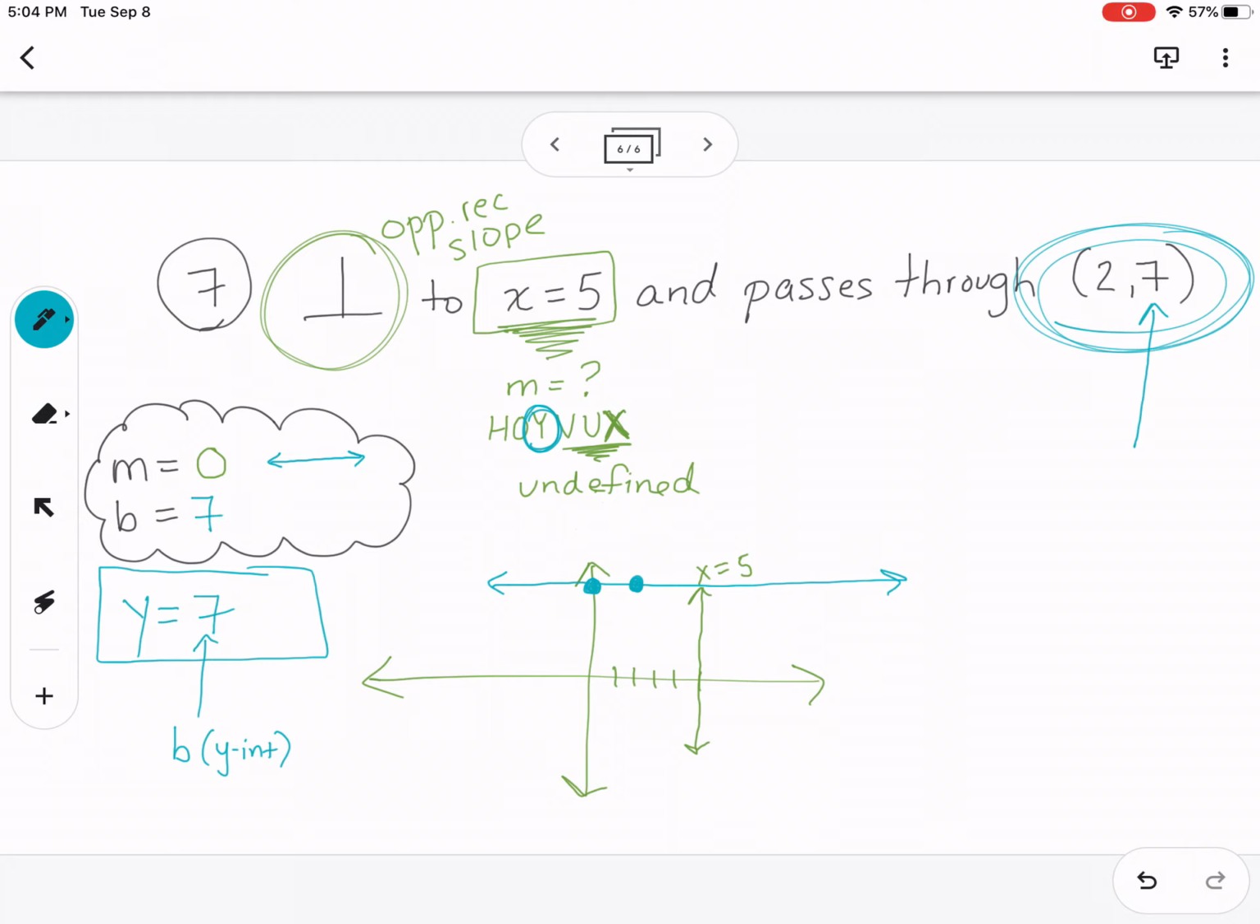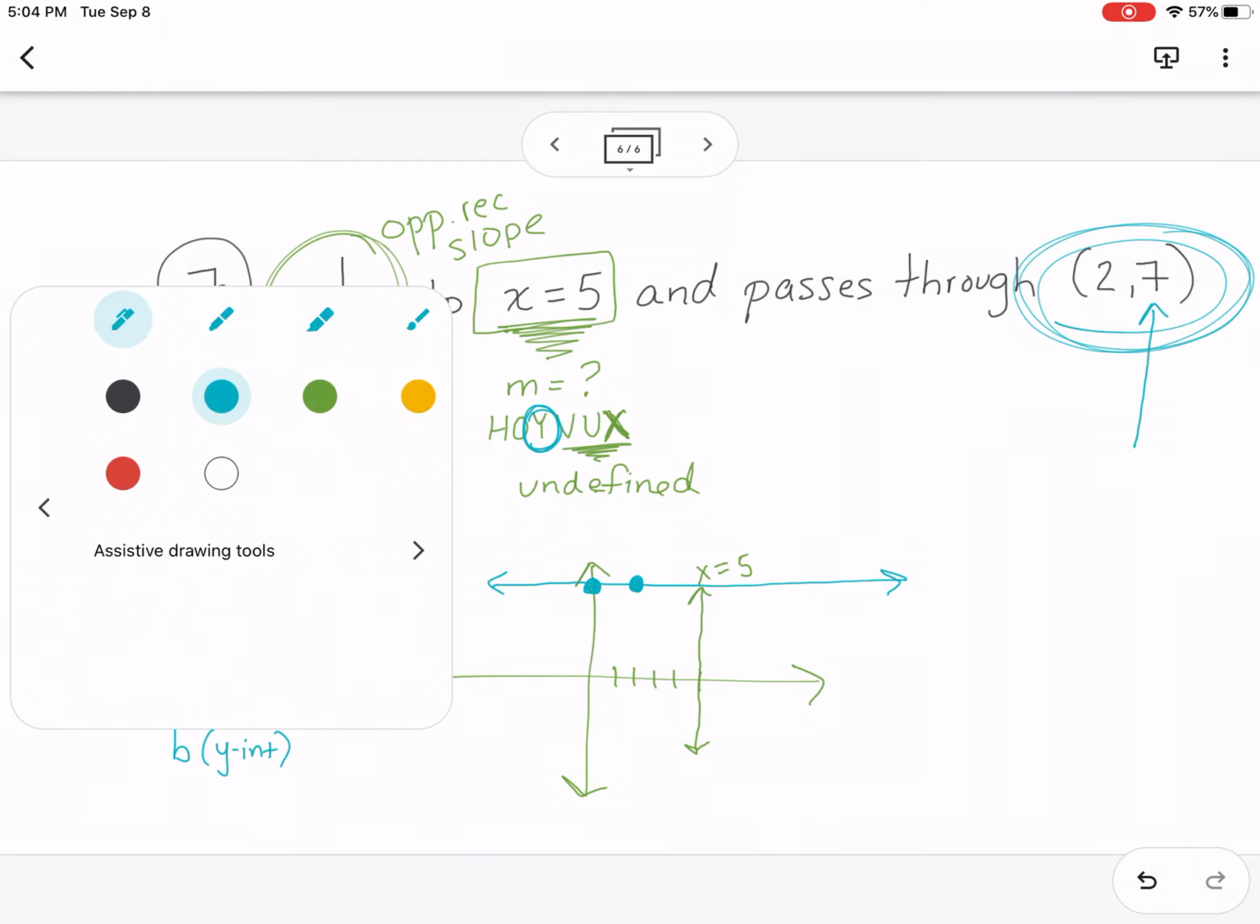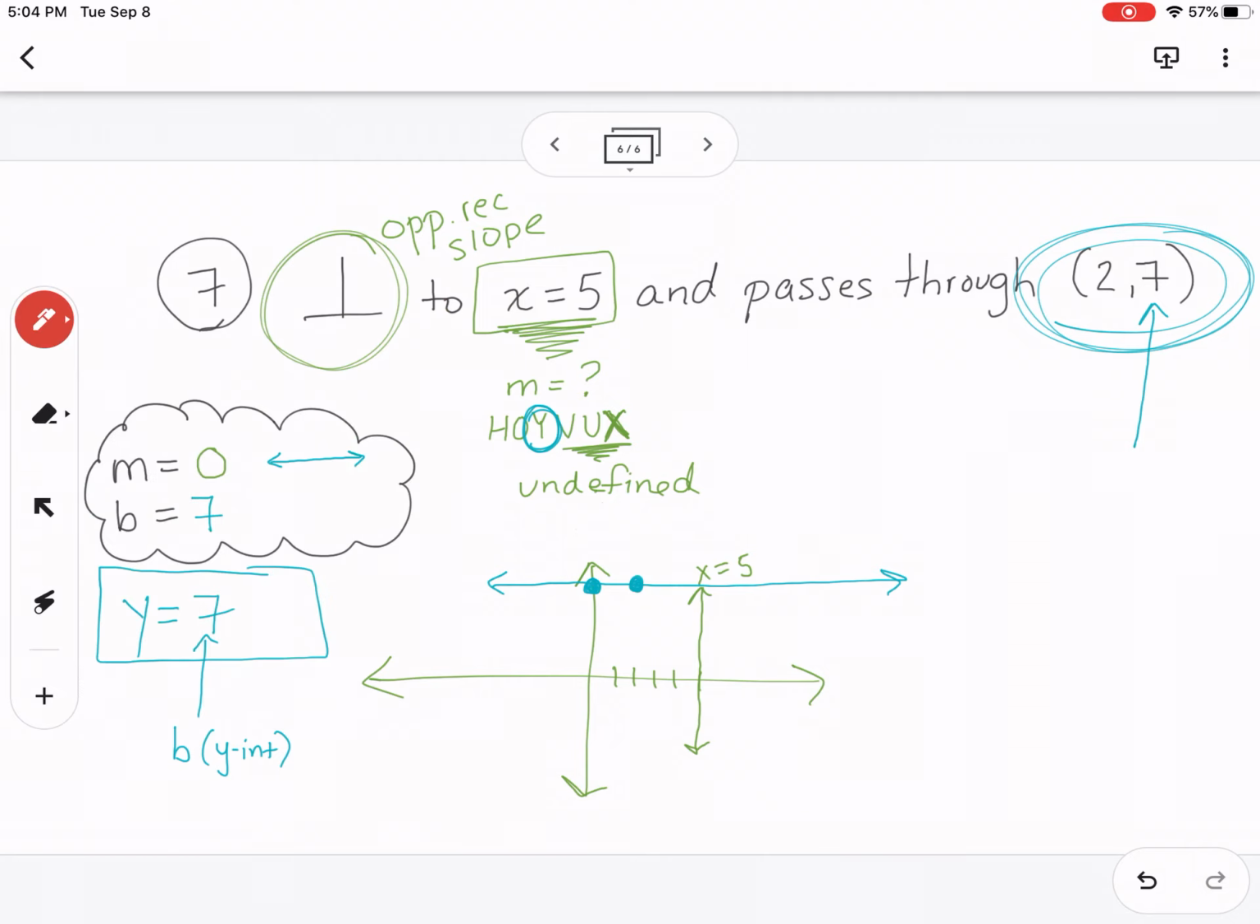You could have also solved this problem algebraically. I'm not a fan of it. I just like to think, right? I picture this graph in my head, but you could have done y equals mx plus b or your point slope form. You could have put this ordered pair into the equation. You would put your m equals 0 in there and then solve this. So you get 7 equals b. That also would have worked.